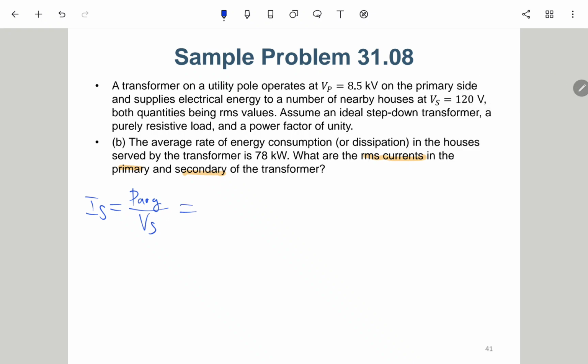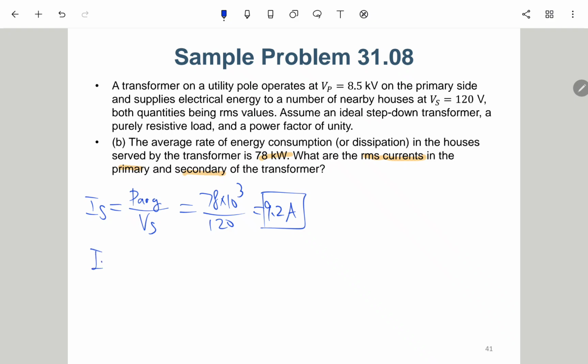Okay, so this is nothing but, let me see, P average divided by 120. What is P average? P average here is 78 times 10 to the third power. So this is nothing but 650. Okay, so this is the RMS current for the secondary coil.